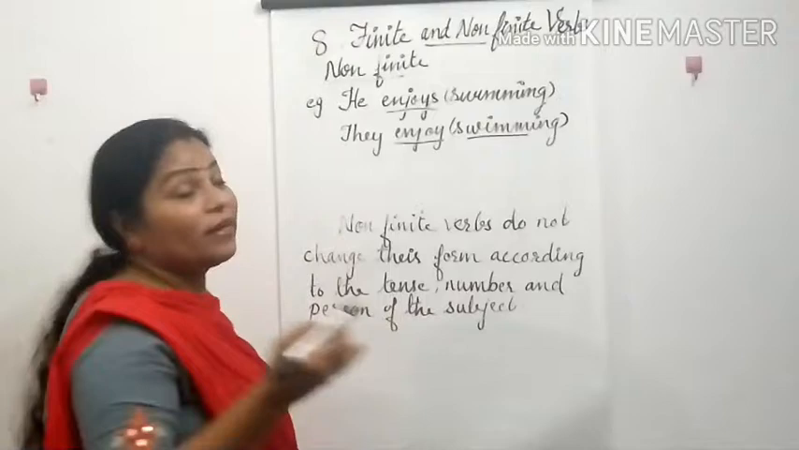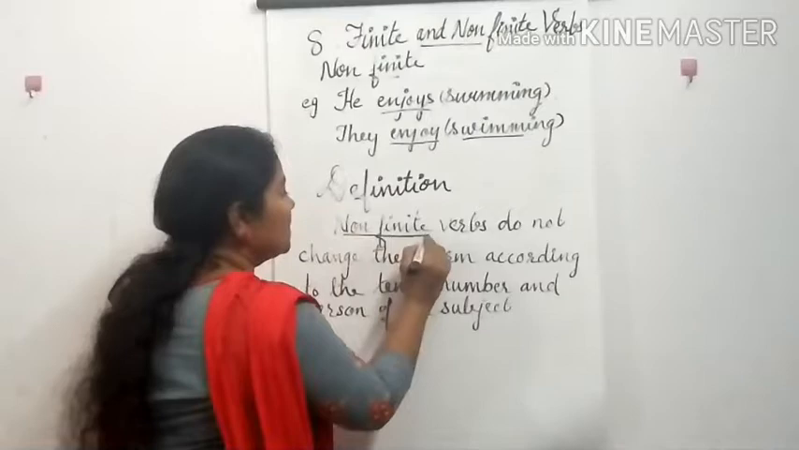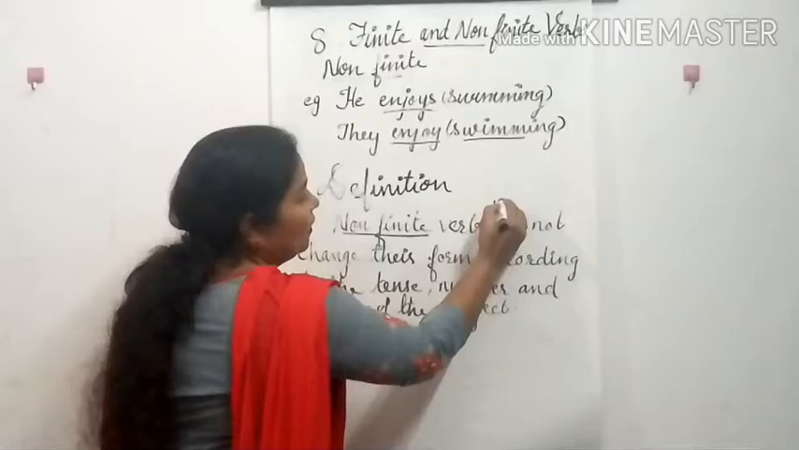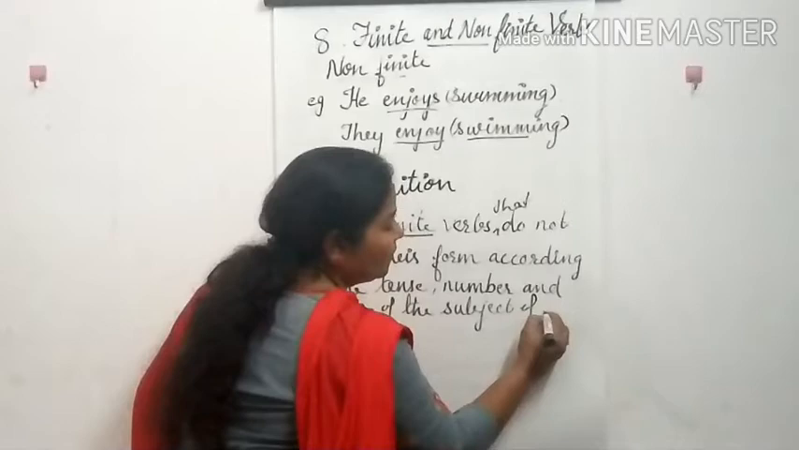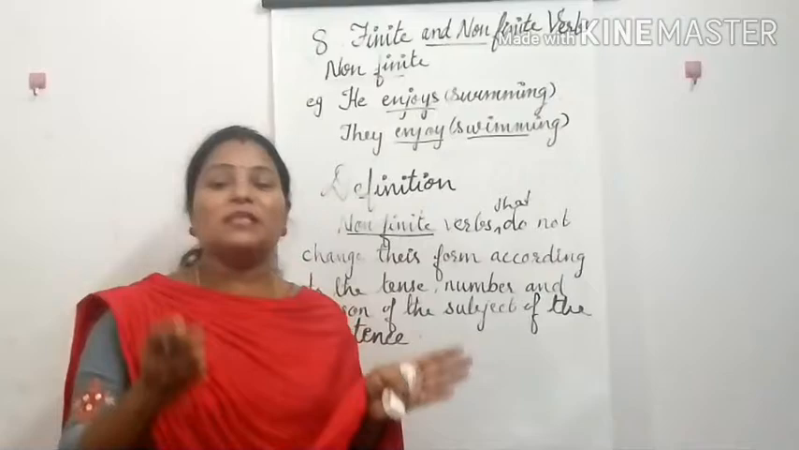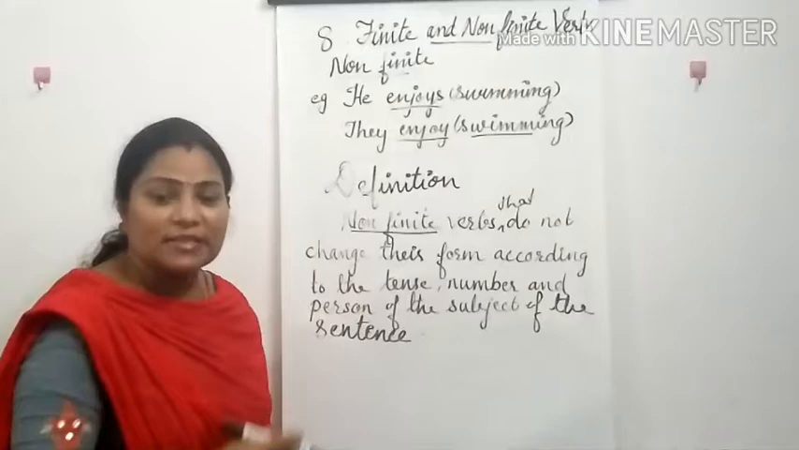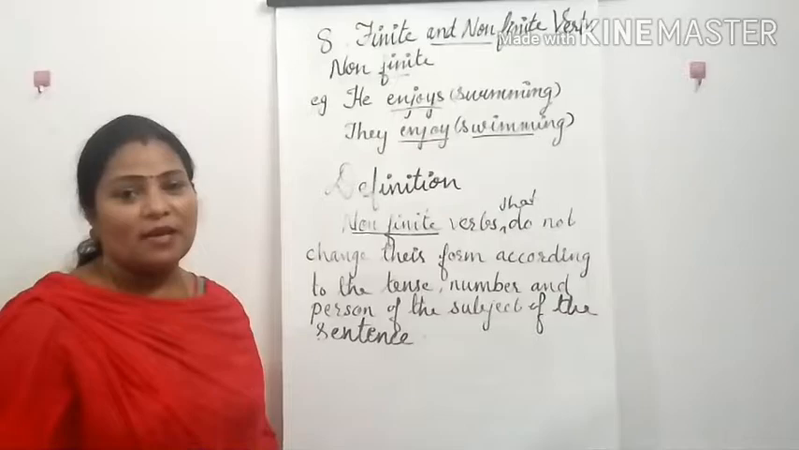The definition of non-finite verbs: verbs that do not change their form according to the tense, number, and person of the subject of the sentence are called non-finite verbs. That means the verb does not change according to the tense, or the person, or the number of the subject of the sentence. I hope this part is very clear to you.